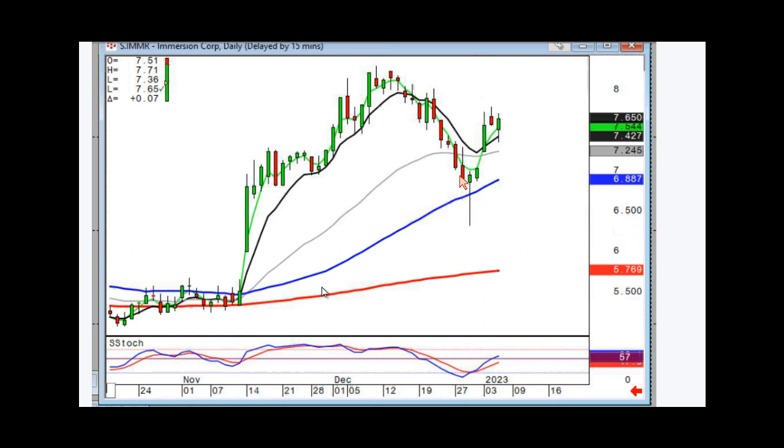There was your hammer signal when we recommended IMMR, followed by a gap up through the T-line. What's it telling us? Well, we're still above the T-line. This one's still in an uptrend.